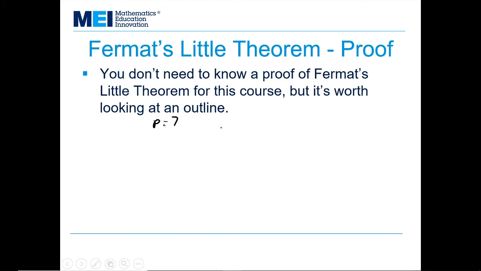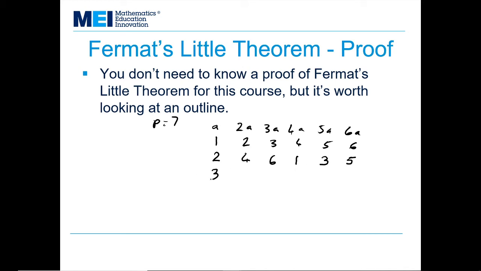And I'd like to imagine all of the different values that a could take and consider what happens with a, 2a, 3a, 4a, 5a and 6a. So if a is 1, then I simply get 1, 2, 3, 4, 5 and 6. If a is 2 and I'm working mod 7, then I get 2, 4, 6, but 4 times 2 is 8, which is congruent to 1. 5 times 2 is 10, which is congruent to 3, and 6 times 2 is 12, which is congruent to 5 mod 7. So I'm just filling in the values mod 7.